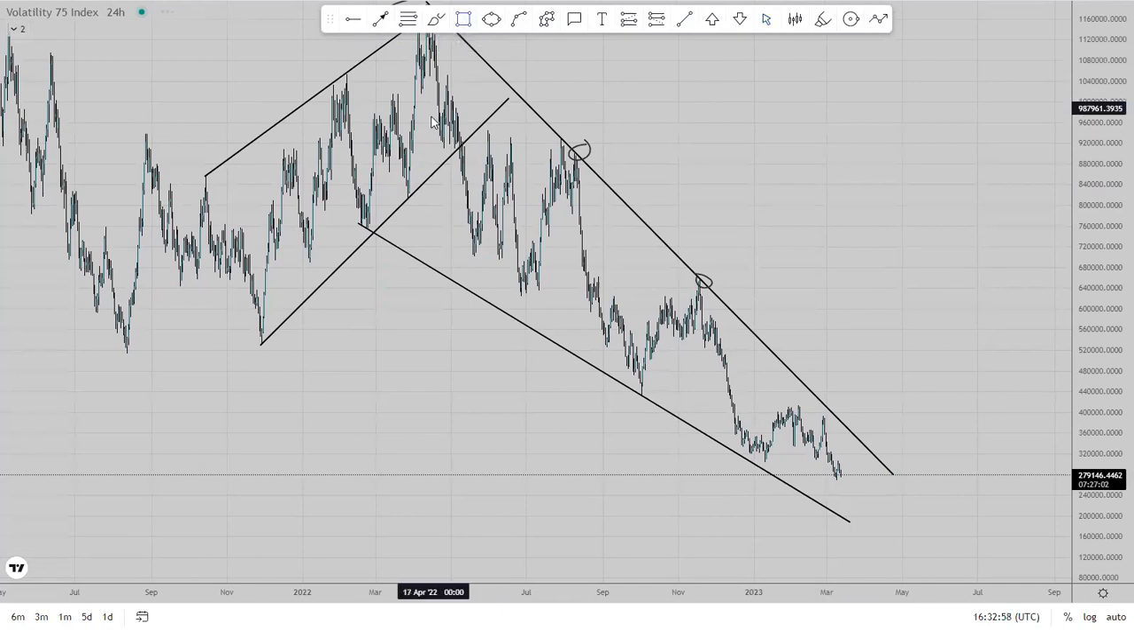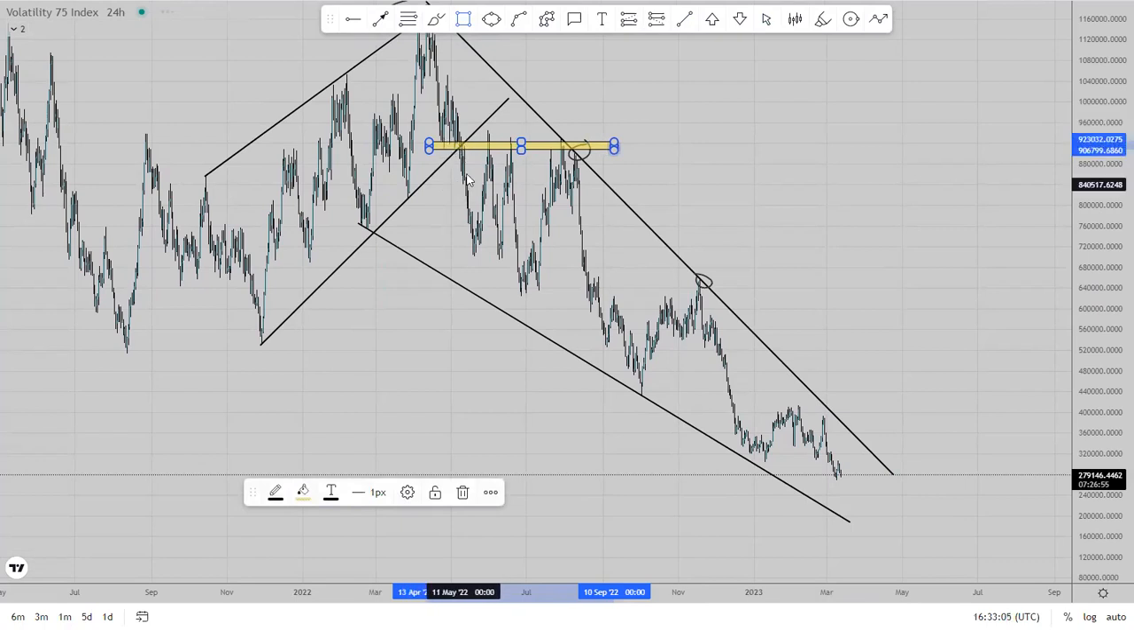So after having done that, we need to mark our major zones of support and resistance, or supply and demand. For example, this is a zone. After it was broken, this was a major resistance. As it came to the resistance, we could have sold, came to the resistance, sold.